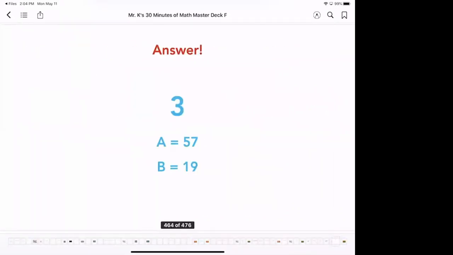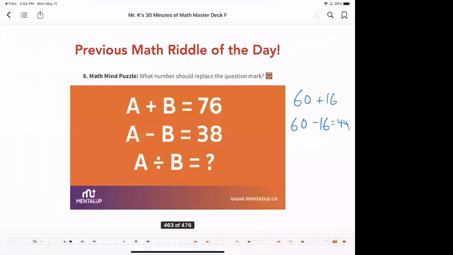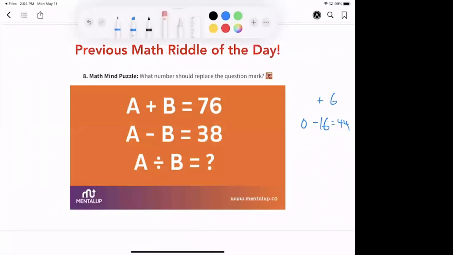Yes, the answer is 3. A is 57 and B is 19. Let's just go back and take a look at it one more time. And you see we were on track. We thought A was between 50 and 60. Let's try it here. All right, if A is 57 and B is 19, well, that equals 76, so that works. And if A is 57 minus 19, that gives us 38, so that works.